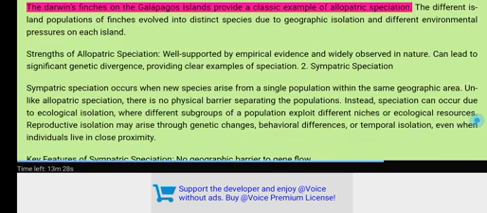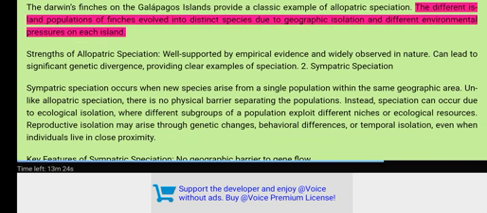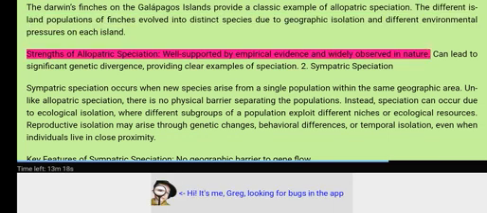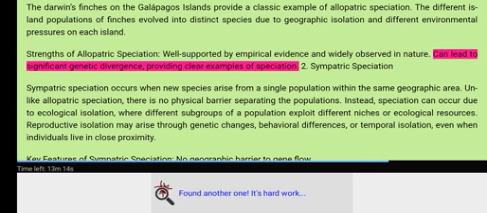Example. The Darwin's finches on the Galapagos Islands provide a classic example of allopatric speciation. Different island populations of finches evolved into distinct species due to geographic isolation and different environmental pressures on each island. Strengths of allopatric speciation: well supported by empirical evidence and widely observed in nature. Can lead to significant genetic divergence, providing clear examples of speciation.